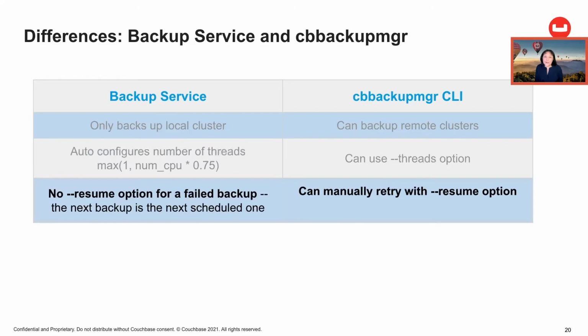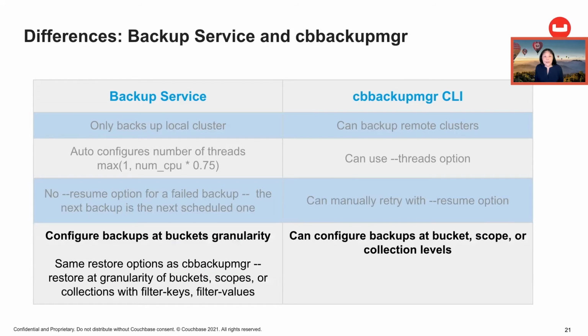In the backup service, there is no resume option for a failed backup, and that's because there are scheduled backups. The next backup is the next scheduled one. In the CB Backup Manager CLI, you can manually retry a failed backup with the resume option.